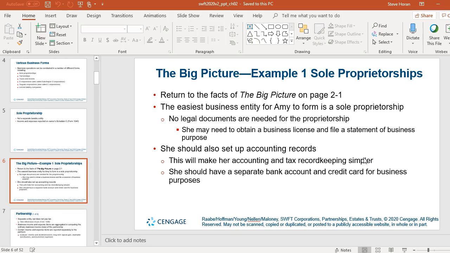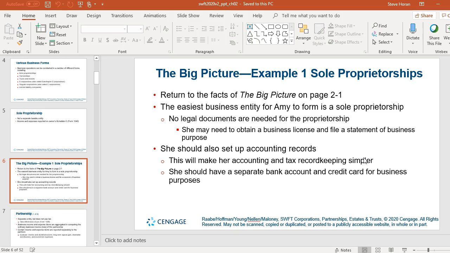So coming back to the big picture, obviously for Amy, the easiest thing to fill out is a sole proprietorship. There's absolutely zero legal documentation needed. I don't need to go to a law firm and draw up any kind of legal papers for me. All I really need to do is separate my business income from my personal income. And to do that, it's pretty easy. Go to a bank, get a separate bank account for my business, and then also use a specific credit card for my business. It can be a credit card you already have, but the goal would be to only use that card for business expenses.